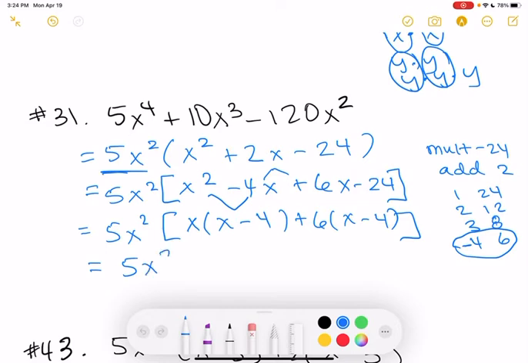Bring down that 5x squared. And I have this x minus 4. We don't need our super parentheses for this part, so you can just go back to regular. That x minus 4, and then again that x plus the 6. Just regular parentheses. So I think that one looks good. I don't see anything else we could do.